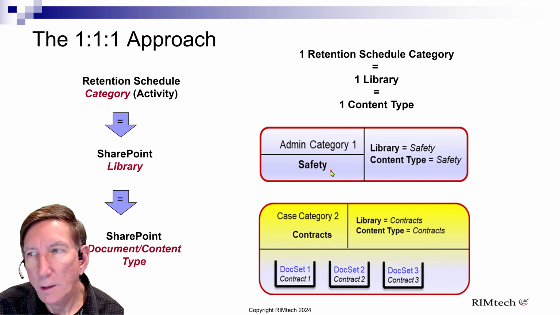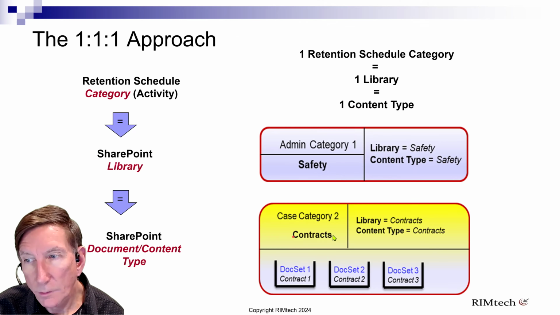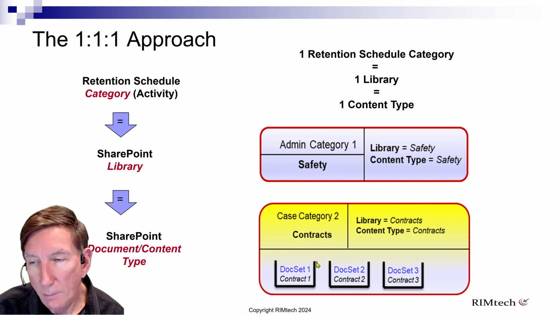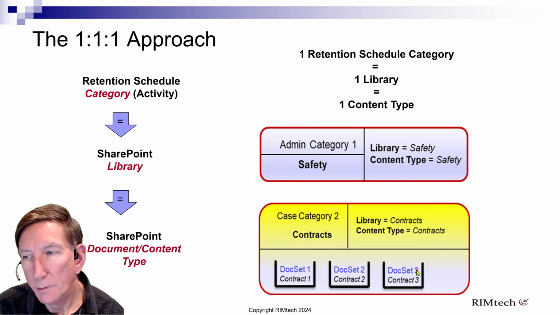Two examples: safety. It's an admin library. The library is called safety. The content type is called safety. We have another library called contracts. The library name is contracts. The content type is contracts, but this library is split into document sets, one for each case.